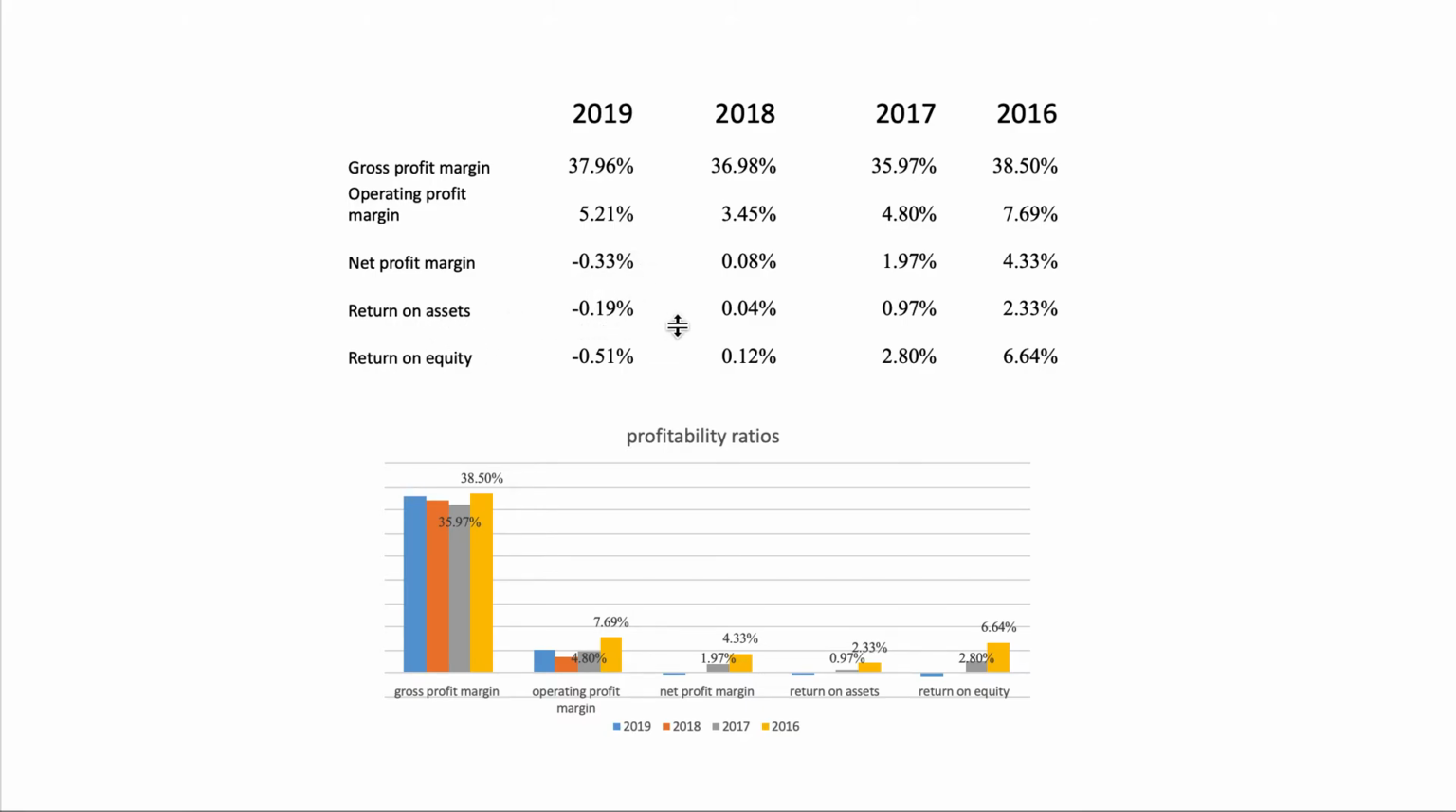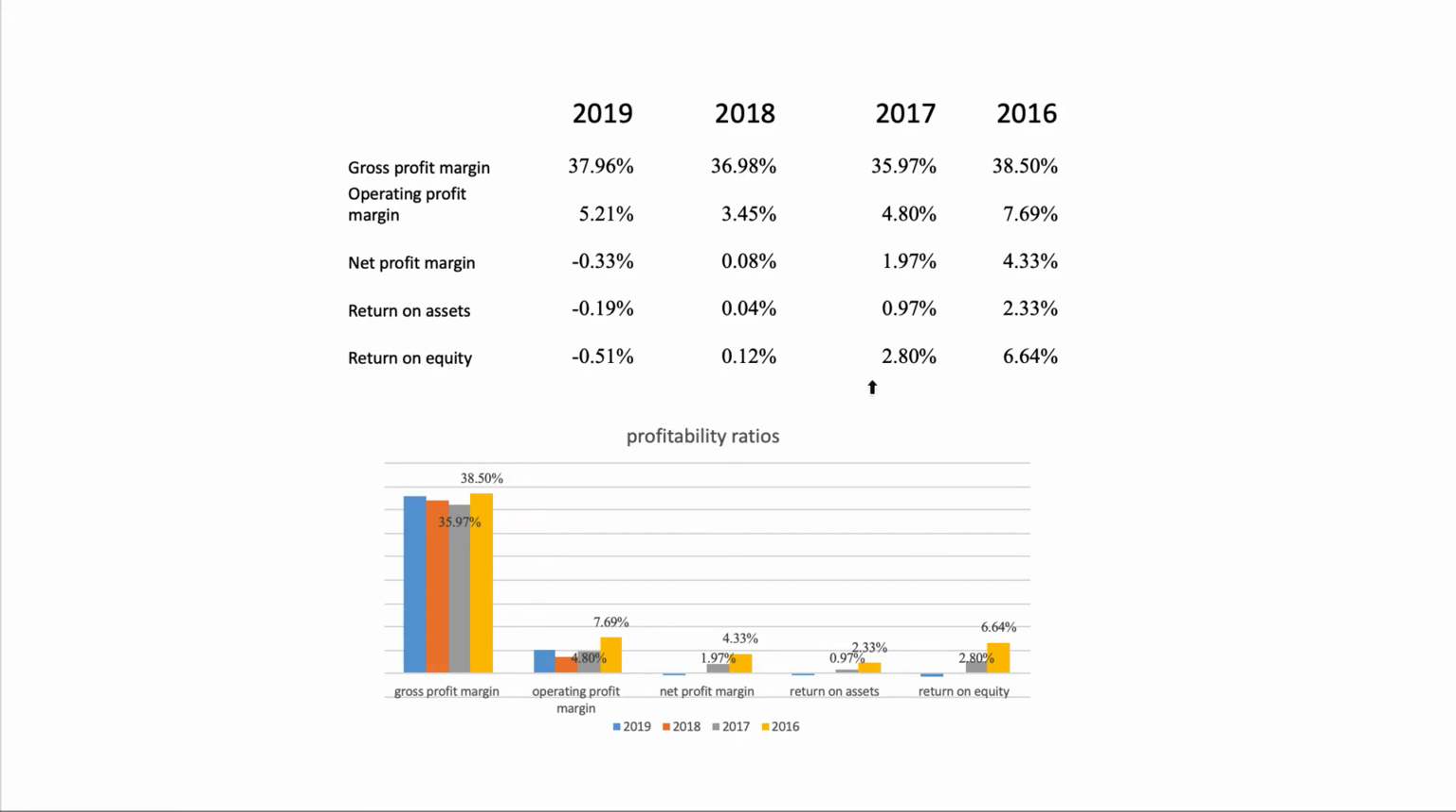Now, return on assets, sorry. This is new, we never experienced it. So, as you can see here, 2016 was the highest. The performance in 2016 in general was at its peak, 2.53%. In 2017 it decreased, and in 2018 it decreased even more, and in 2019 we had a loss, so it's a minus sign here.